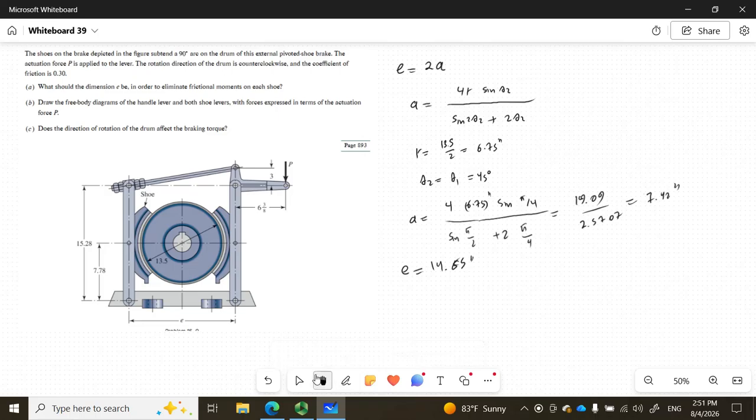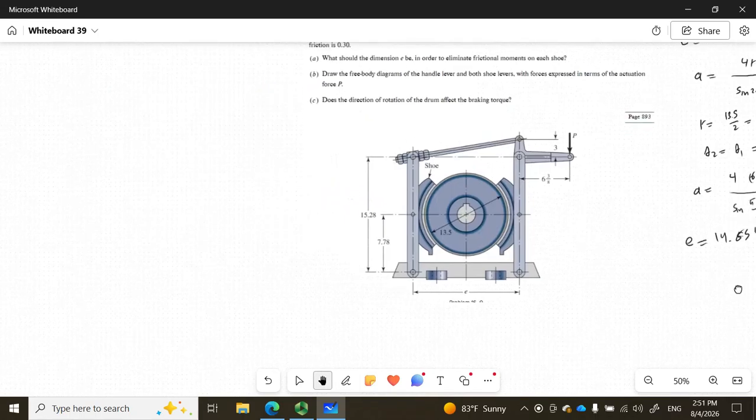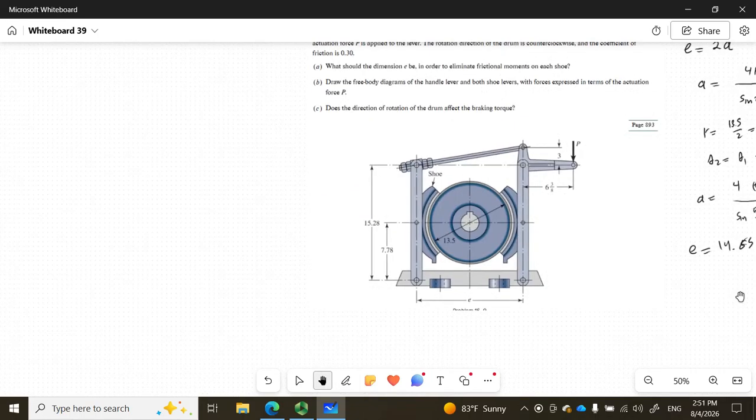For part B, we need to do the FBD of that L-shaped lever first. So we see I have it there like this, L-shaped thing. Let's, by the way, name these. So if I call this point A, B, C, then let's call this D, E.